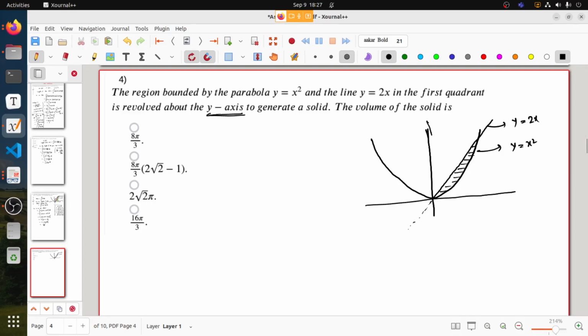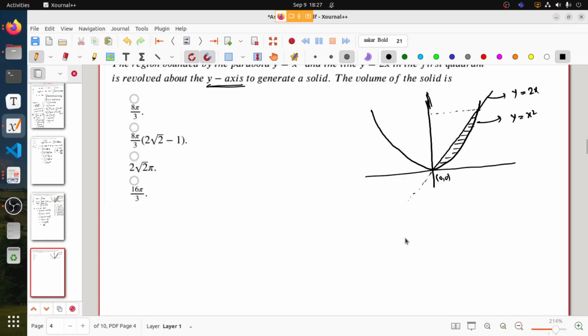Like earlier, you first have to find the intersection points. They intersect at 0, 0, and you have to find the other point by solving where they are equal: 2x equals x square, or x square minus 2x is 0, or x into x minus 2 is 0. So either x is 0 or x is 2. At 0, 0 we have one point, and when x is 2, y will be 4, so the point is 2 comma 4.